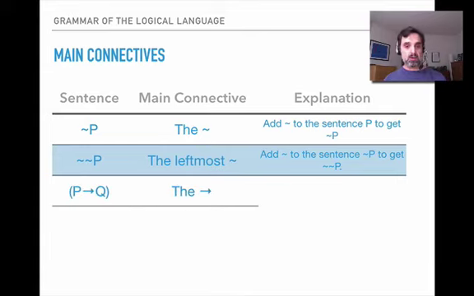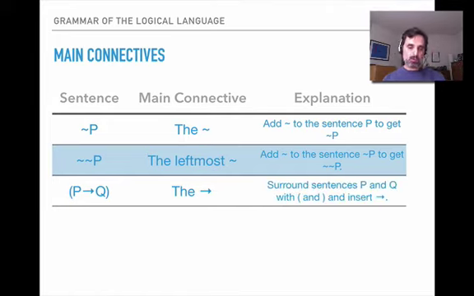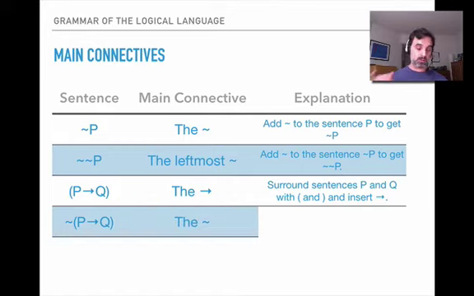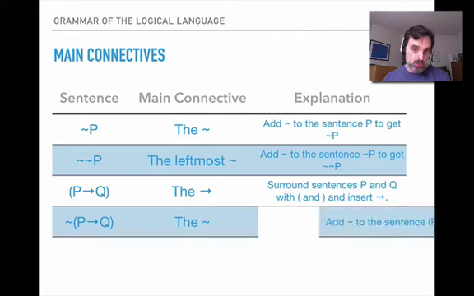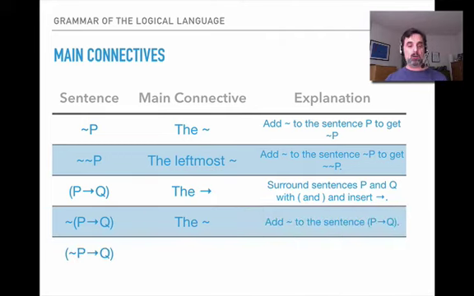Okay, how about P arrow Q? Here the main connective is the arrow. Why? Well, because we took the sentence P and we took the sentence Q, we put the arrow in between them, put the parentheses around it, and built P arrow Q. How about not (P arrow Q)? Here the main connective is the negation. Why? Well, because we took the conditional sentence P arrow Q with its parentheses, and to form the current sentence, we added the negation to the conditional.